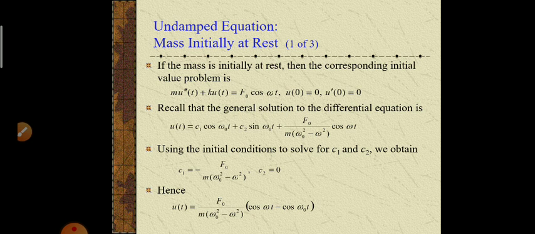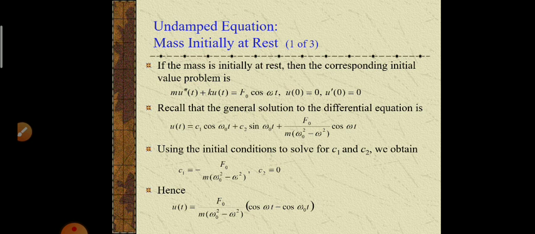The values of C1 and C2 are changed with respect to the initial conditions. So we have to find the values of C1 and C2 to solve this general solution of the differential equation of vibration. So putting u0 is equal to 0 and u dash 0 is equal to 0 in the general solution equation, we get C1 is equal to minus f0 divided by m into omega 0 square minus omega square, and C2 is equal to 0.